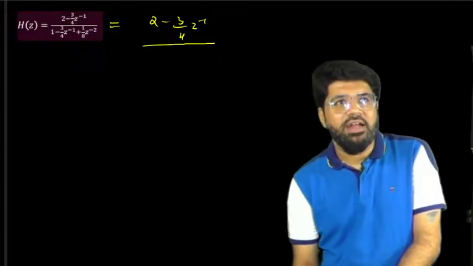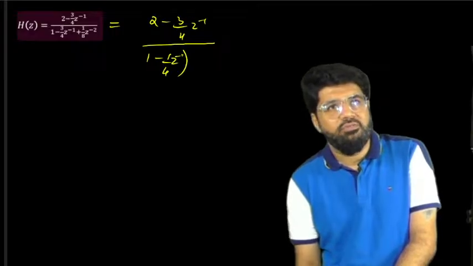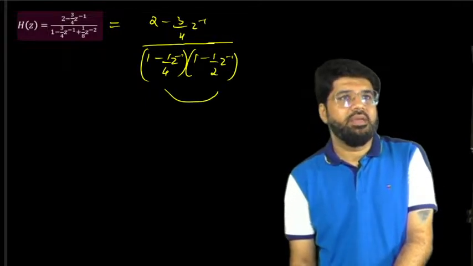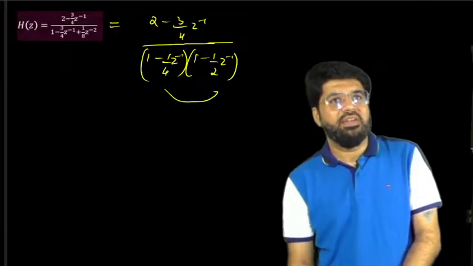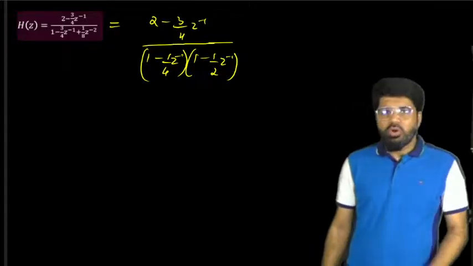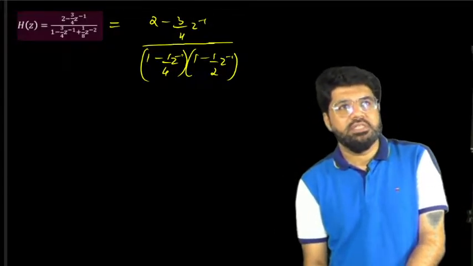So we can factorize the denominator as 1 minus 1 by 4 Z inverse, 1 minus 1 by 2 Z inverse. See, 1 by 4 plus 1 by 2 is 3 by 4 Z inverse. Now when you multiply 1 by 4 and 1 by 2, 1 by 8 Z power minus 2 will come, correct? So what are the poles? The important information is the poles.